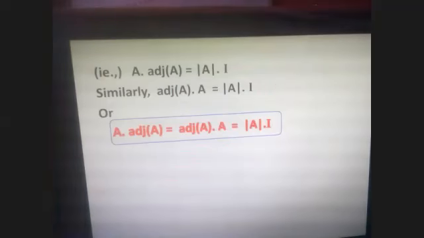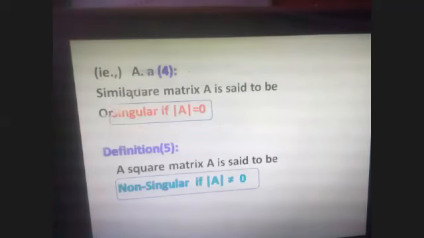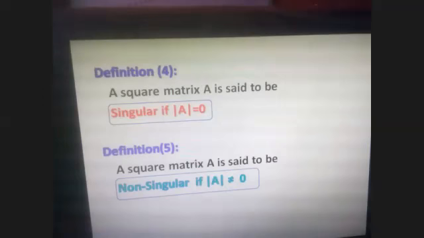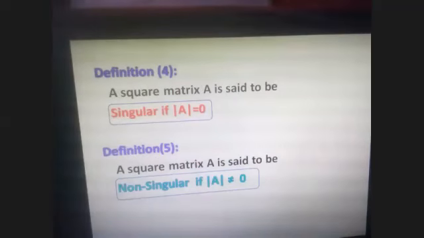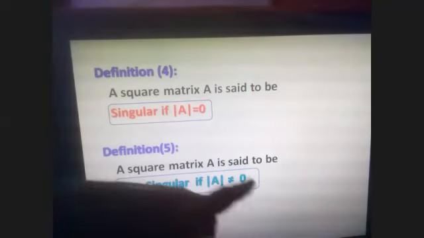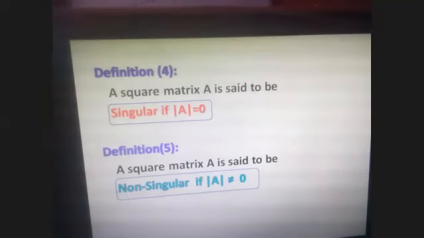Well, let me just make some more definitions here. A square matrix A is said to be singular if determinant A is 0. Singular matrix. If determinant A is non-zero, it is called a non-singular matrix. You have to remember it. Short questions may come. When is a matrix singular? When is a matrix non-singular?